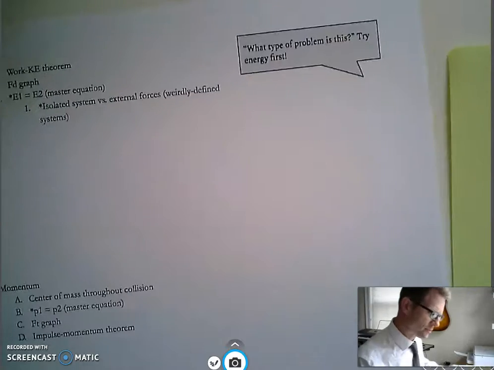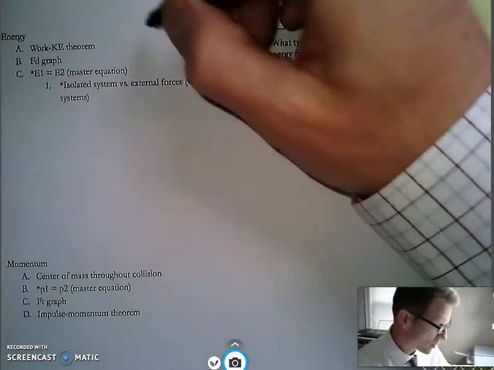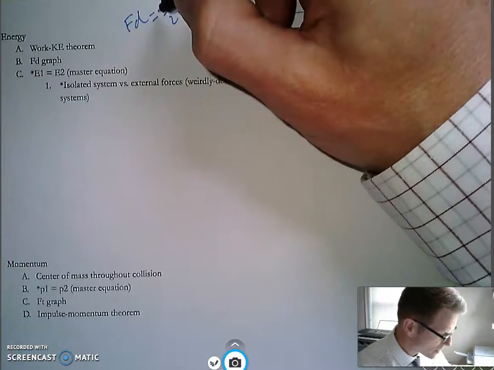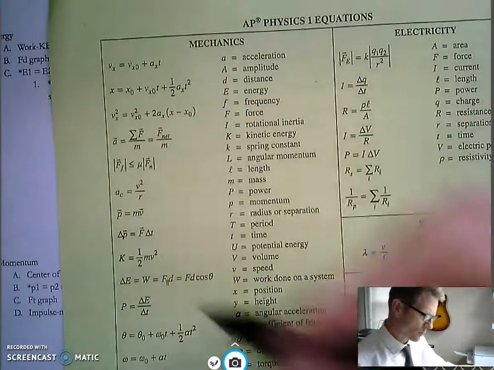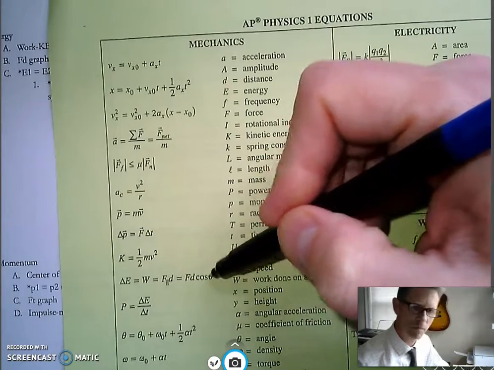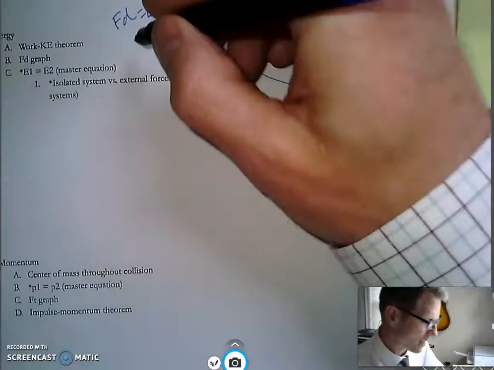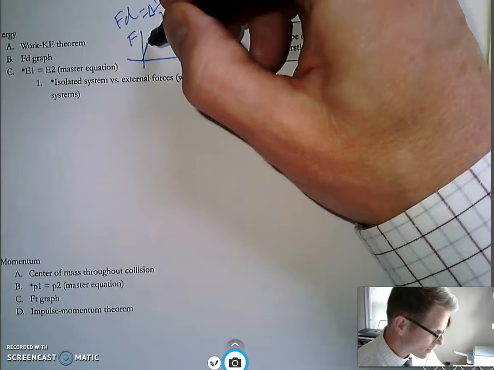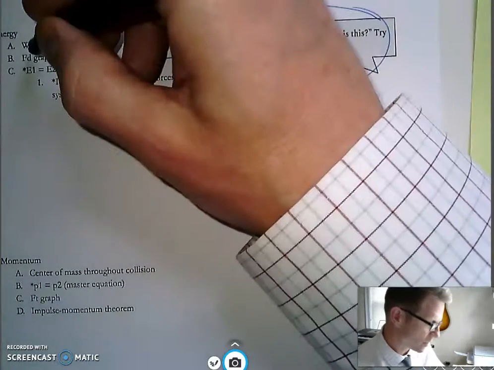Work-kinetic energy theorem. Energy is a go-to. Always think energy first. Work-kinetic energy theorem is F d equals 1/2 m v squared. But remember, that's the change in the kinetic energy. And how am I supposed to know that? Well, that's related to work. Work, you've got your parallel force. Remember, that's the horizontal component. That's why we have the cosine of theta. And there's work being related to that. Remember that in an F-d graph, I'm thinking area. It could look like anything, right? But I'm thinking the area of that F-d graph.